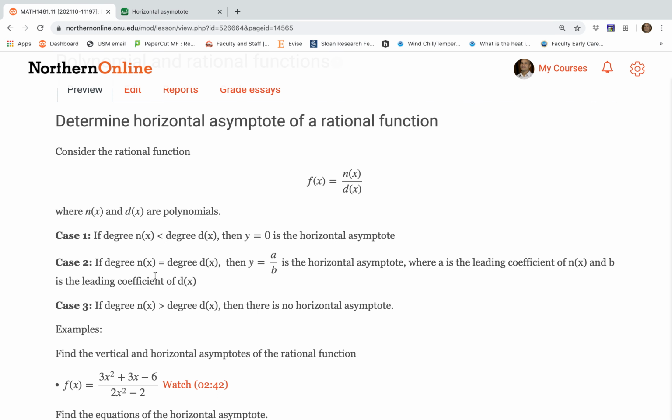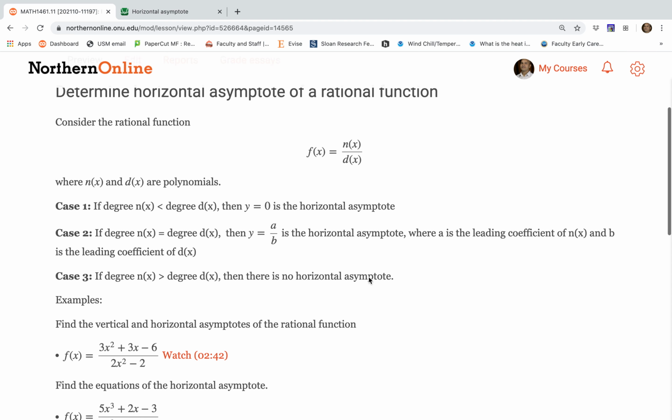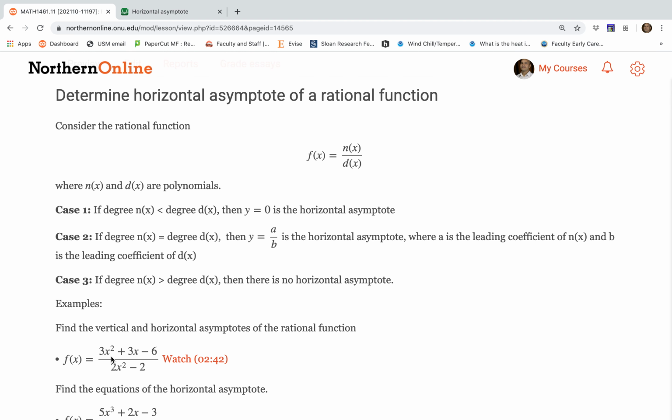If the degree of the numerator is equal to the degree of the denominator, in that case we take the ratio of the leading coefficient of the numerator polynomial and the leading coefficient of the denominator polynomial, and y equal to that ratio will be the horizontal asymptote. For example, here we have a numerator polynomial 3x squared plus 3x minus 6 whose degree is 2. The denominator polynomial also has the same degree, so 3 over 2 is the ratio of the leading coefficients. So y equal to 3 over 2 will be the horizontal asymptote.